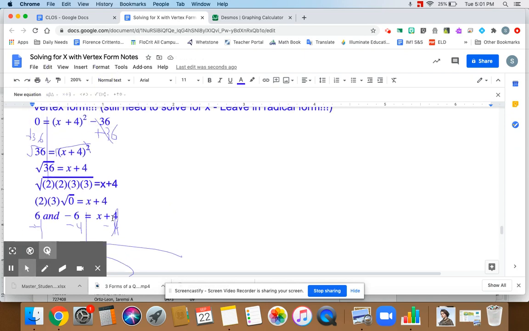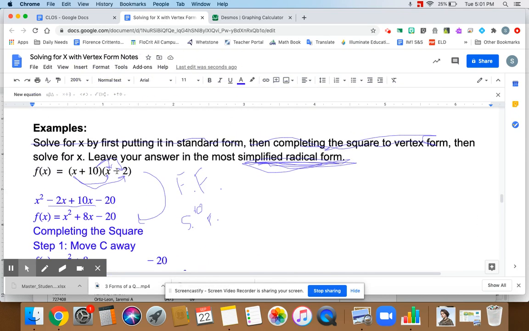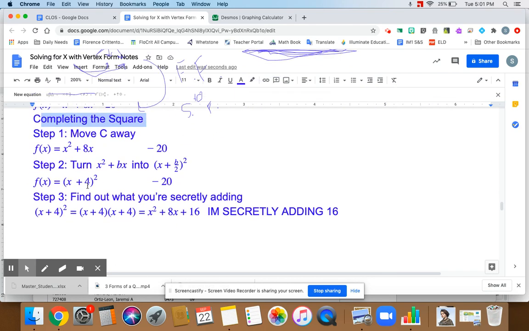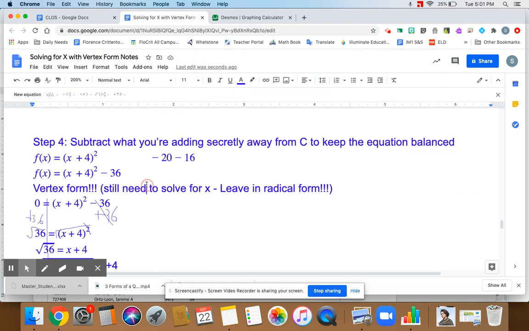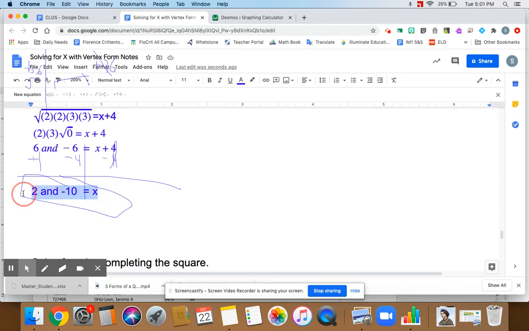A lot of work, because to answer this one little question, I had to first distribute into standard form, then I had to complete the square into vertex form, then I still had to solve for x after that. But finally we found our answer.